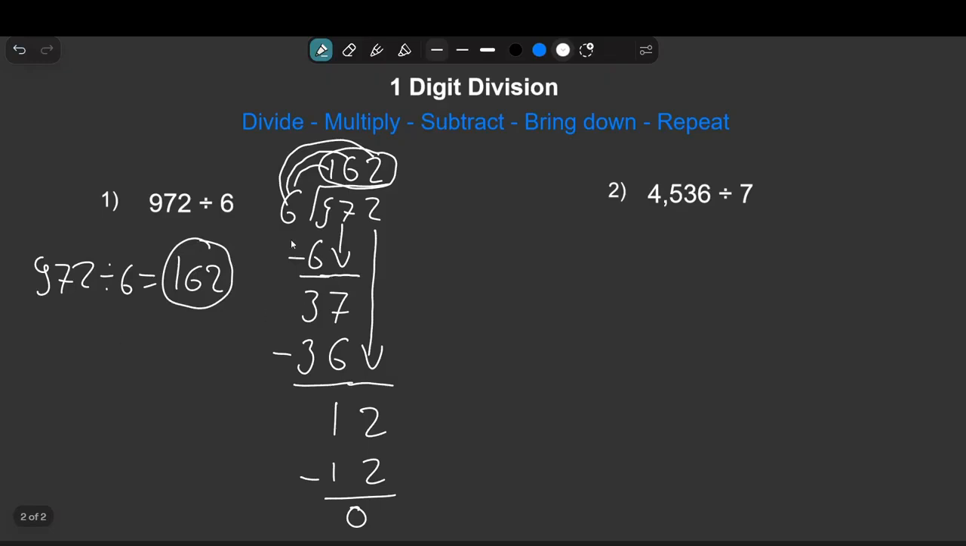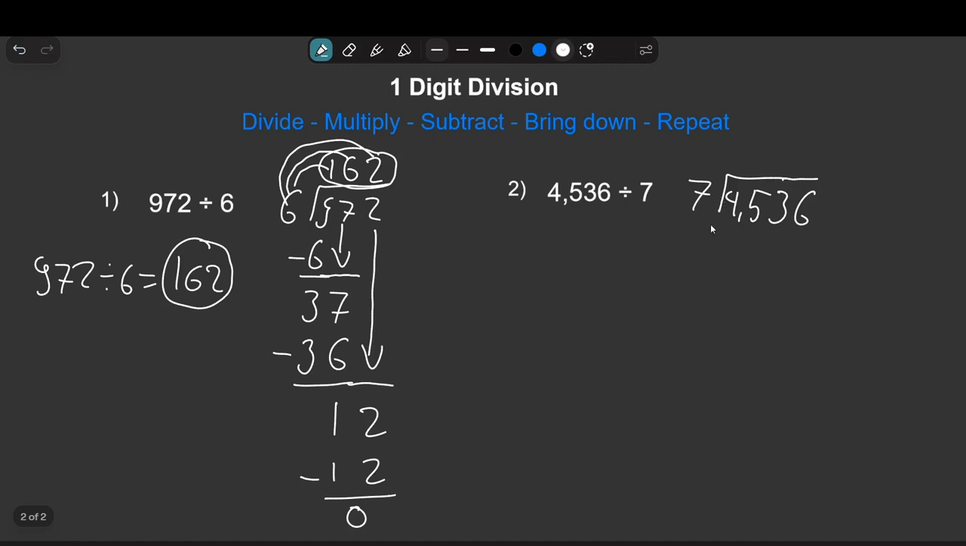Now we're going to go over to the second example. For the second example, we have 4,536 divided by 7. Again, we're going to use the exact same method we used for the first example, and we're going to go through this problem together, very easy. So let's write this down. We have 7 divided by 4,536. Let's extend this a bit like this. Exactly like the first one, we divide, multiply, subtract, bring down, and repeat.